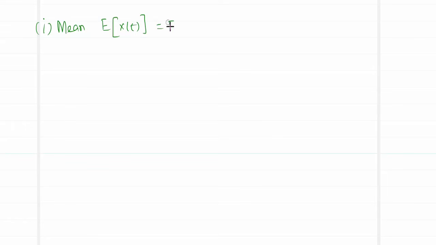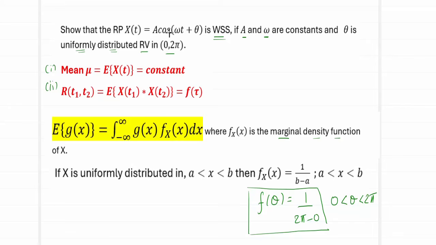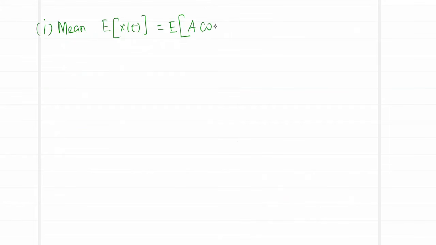So this becomes the expected value of what has been given as x of t: A cos(omega t plus theta). What is the role of A here? A is a constant. We need to keep in mind that the expected value of AX is A times the expected value of X. The constant will be pushed out, and only the random variable will be applicable to the expectancy operator.